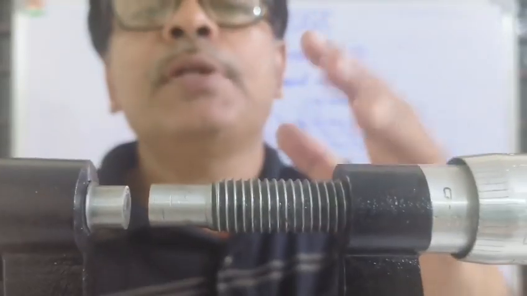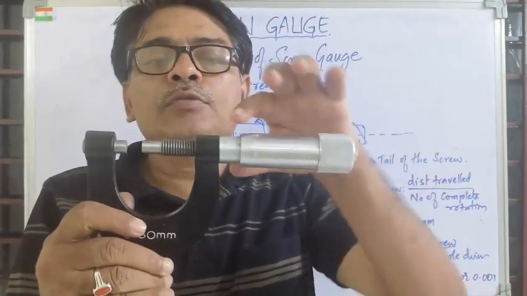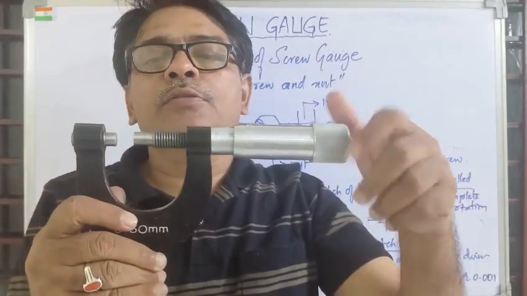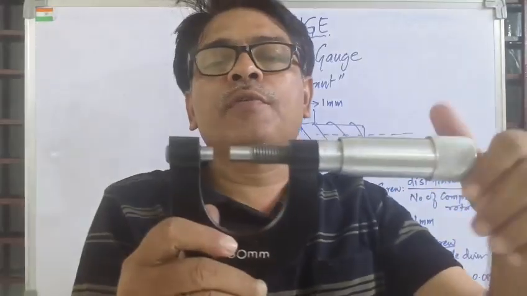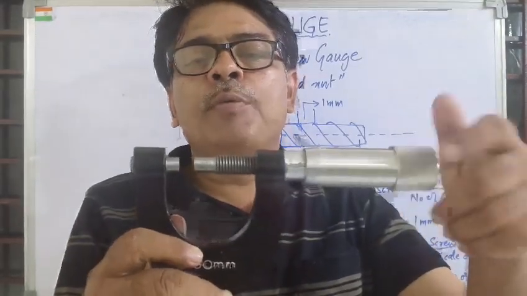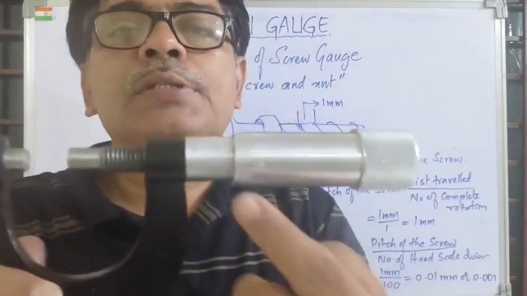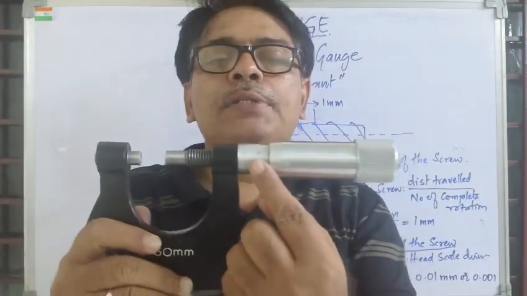So actually, we should not hold this part. We should hold this part and turn the screw gauge like this. So I am moving the shaft towards the stud. I am moving the shaft. Once again I am going back. You will find pitch scale readings over here. These are called pitch scale readings.